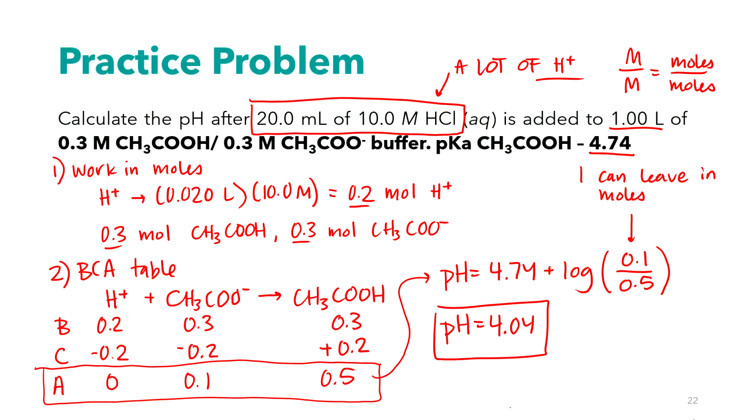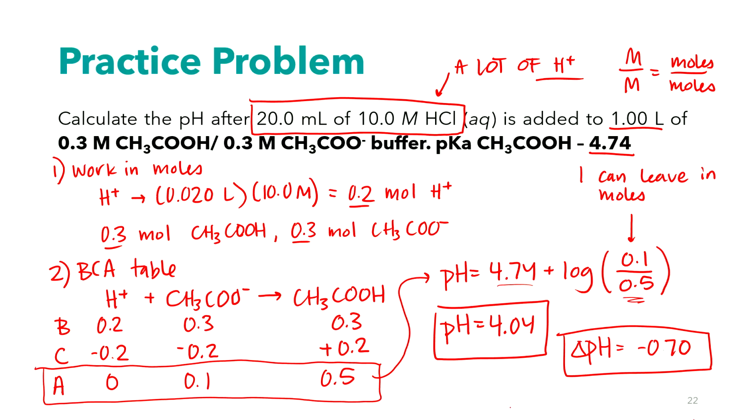So I put in a lot of H+. That's 20 mils of a really strong HCl solution. And my delta pH, my change in pH: my original pH was actually 4.74 because those were equal in here. So my delta pH was negative 0.70. That's a measurable, but not an enormous, shift in pH. That's because it was buffered.